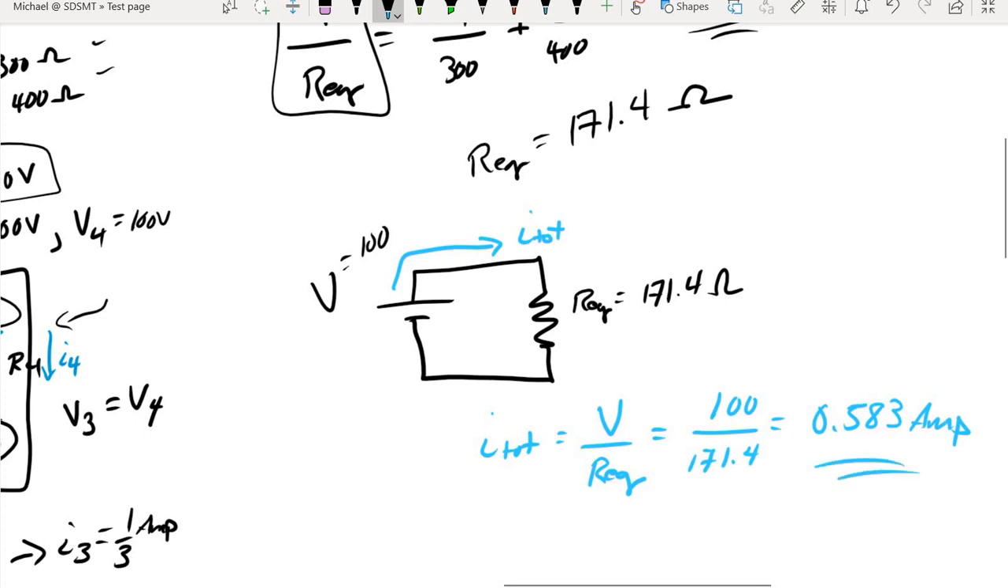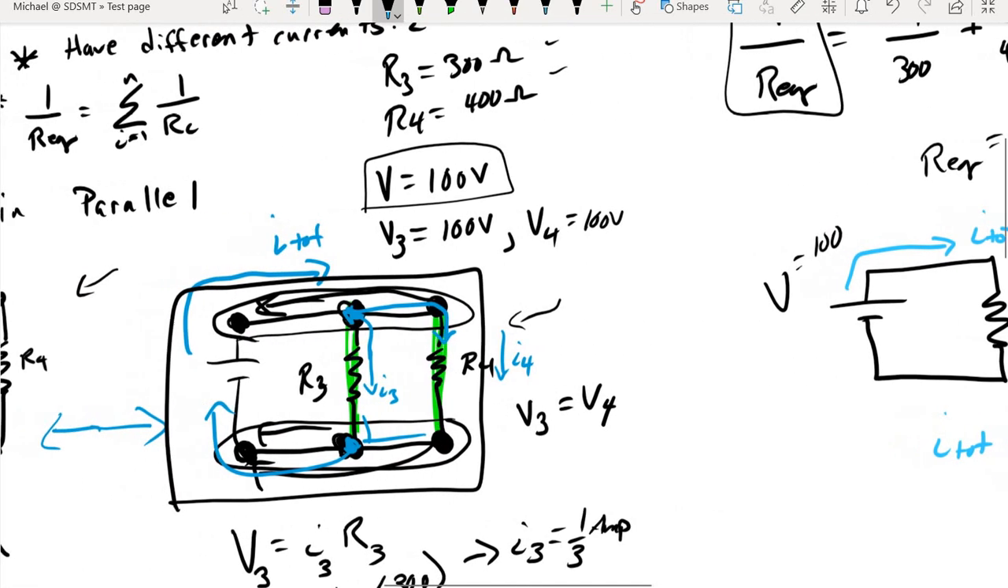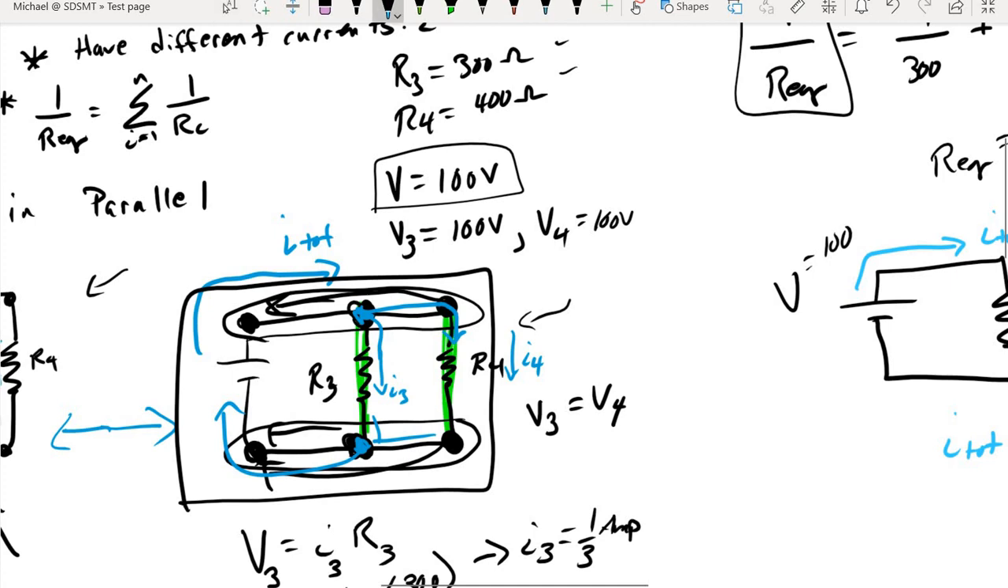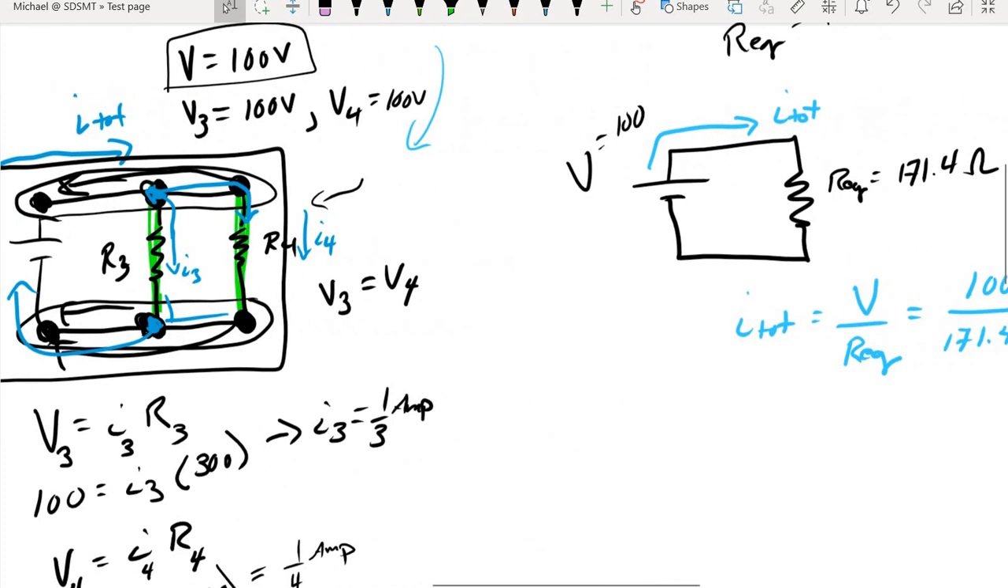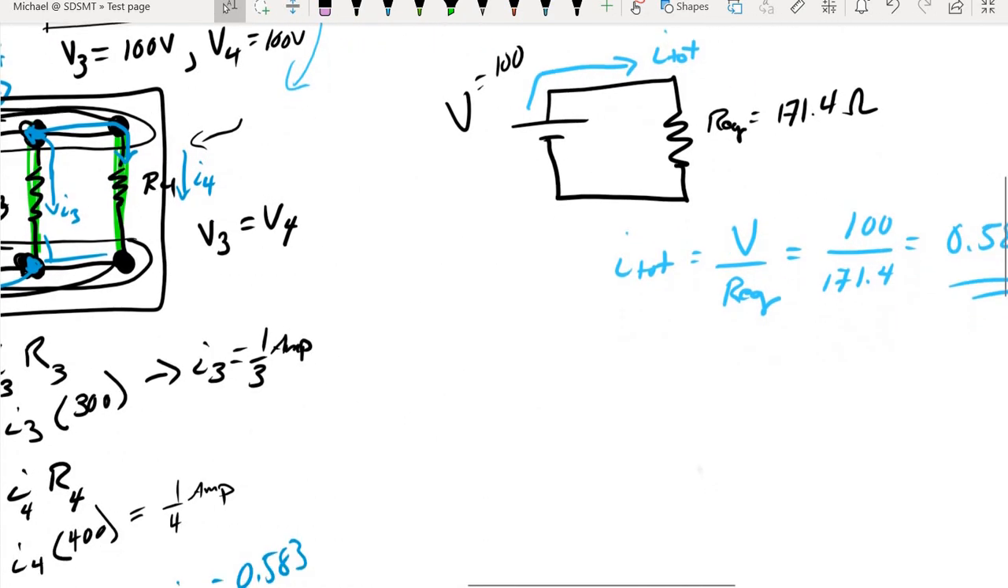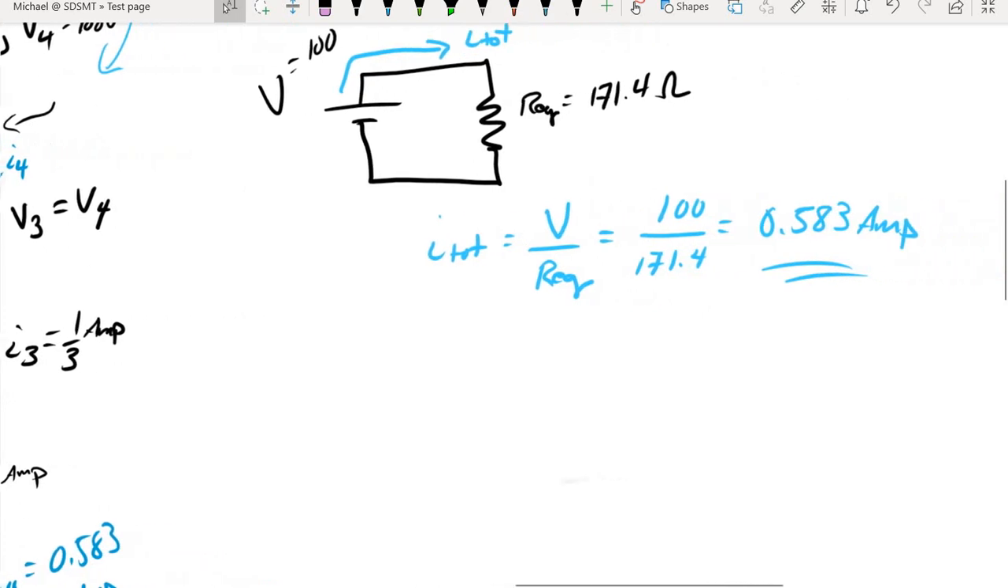Getting to this answer took us quite a bit longer than the first solution that we did. And I would agree 100%. The first way that we solved this was a lot easier. But, once again, we only have 2 resistors connected in parallel. What if you had 10, 15, 20 resistors connected in parallel?